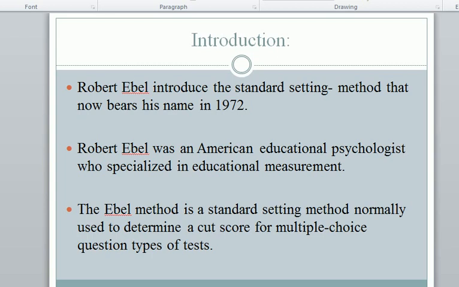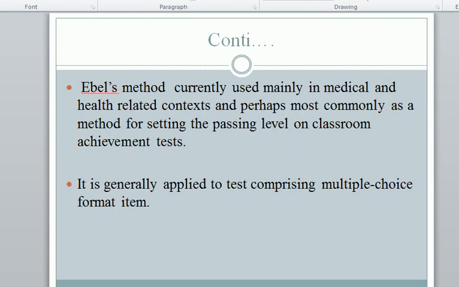The Ebel method is also such a type of method in which the experts use cut scores for multiple choice questions of a test. Ebel's method is currently used mainly in medical and health related contexts, and perhaps most commonly as a method of setting the passing level on classroom achievement tests.